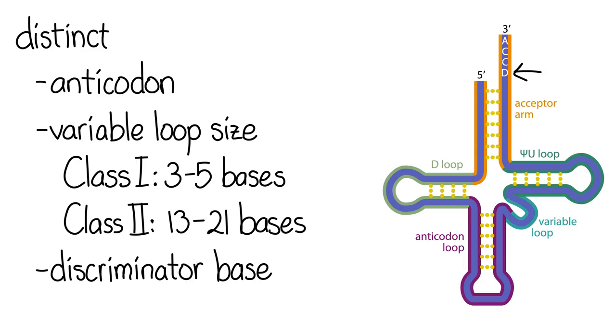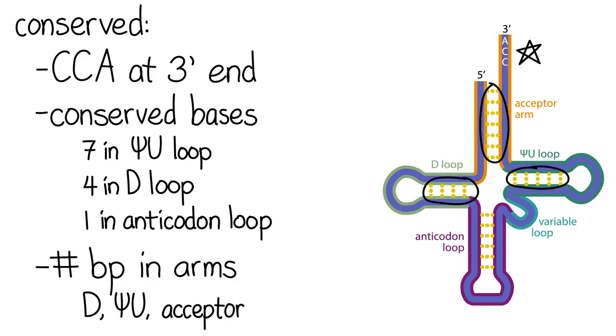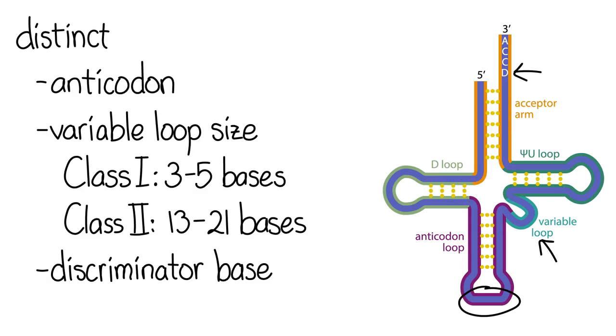It can only be 4 different things. The reason it's called the discriminator, however, is that in many instances, changing that base can have dramatic effects on the ability to charge or couple an amino acid to that tRNA. And in some cases, it can even change the amino acid that's coupled. And then finally, there's lots of other sequence differences. So the question is, what are the conserved regions for, and what are the distinct regions for?